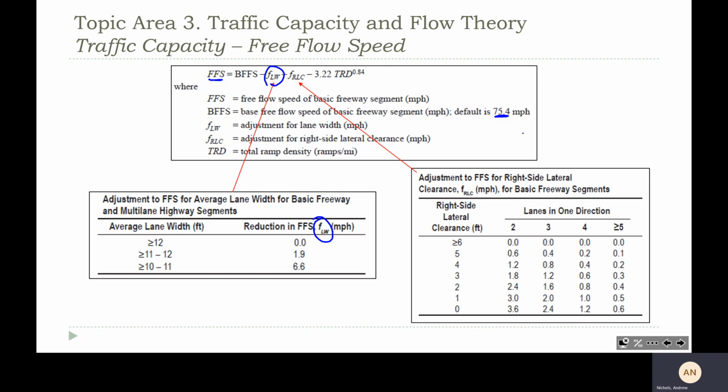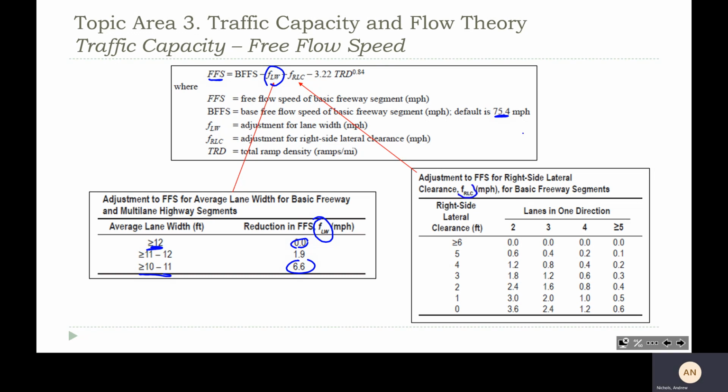It's based on the lane width, with the perception that, and those of you who are driving out on I-64 in the construction zone where they've got those barriers, it feels like you're driving in an 8-foot wide lane. You're certainly going to slow down. So that's essentially what this is accounting for. Base conditions of 12 foot, there's no reduction, but getting down to 10 to 11, it reduces the driver's free flow speed by about 6.6 miles per hour.